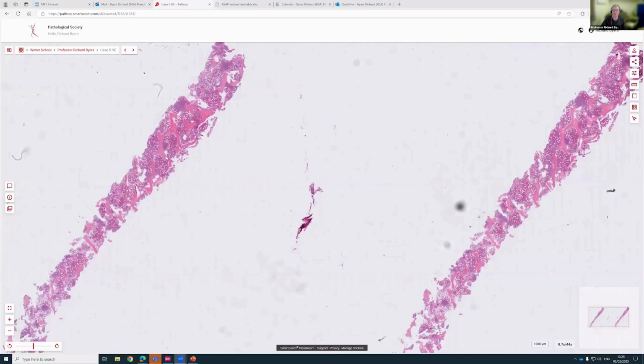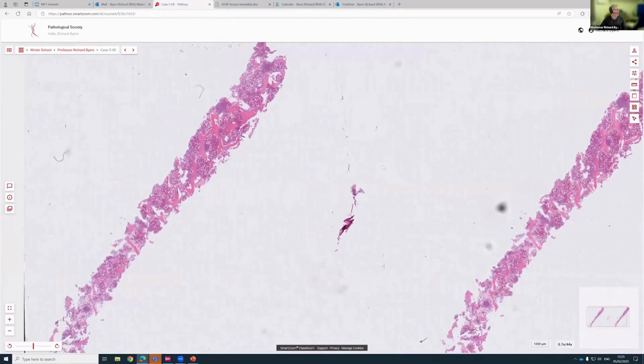So now I'll go on to case 5. So case 5 is from a 52-year-old man. The history I had, which makes it slightly easier, is that there was a previous history of follicular lymphoma. I'm not sure I put that in for you to make it so that it wasn't too easy.